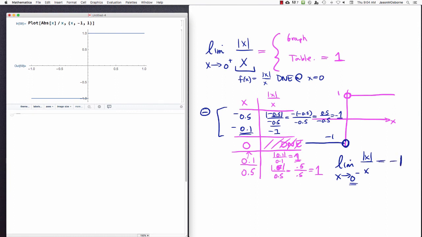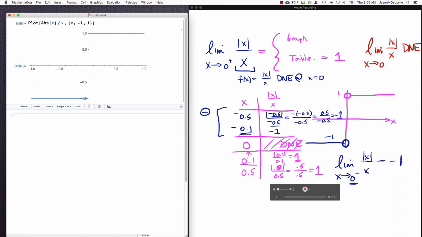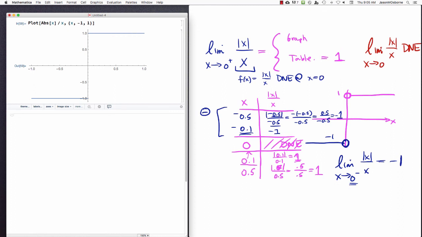And therefore, those two limits are different, so we say that the limit as x goes to 0 of the absolute value of x over x does not exist, because the left limit and the right limit were different. So that should be a good problem for combining graphical and table techniques. So that ends this video.